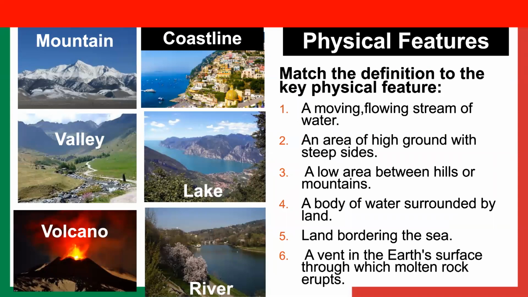Your first task, you have got some images there on the left, some lovely looking images of Italy, and you have got physical features on the right. Now you need to match these physical features to the images on the left.